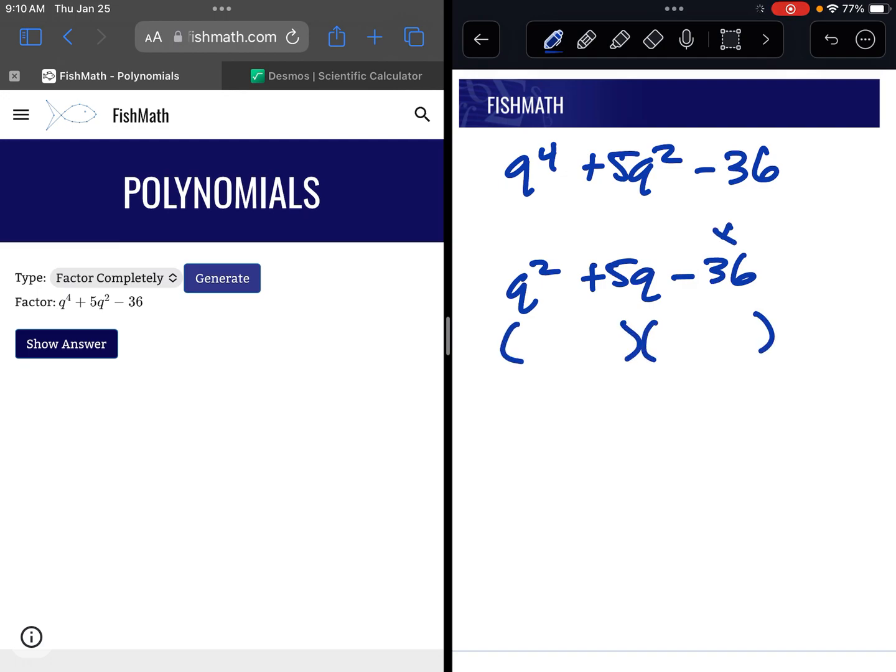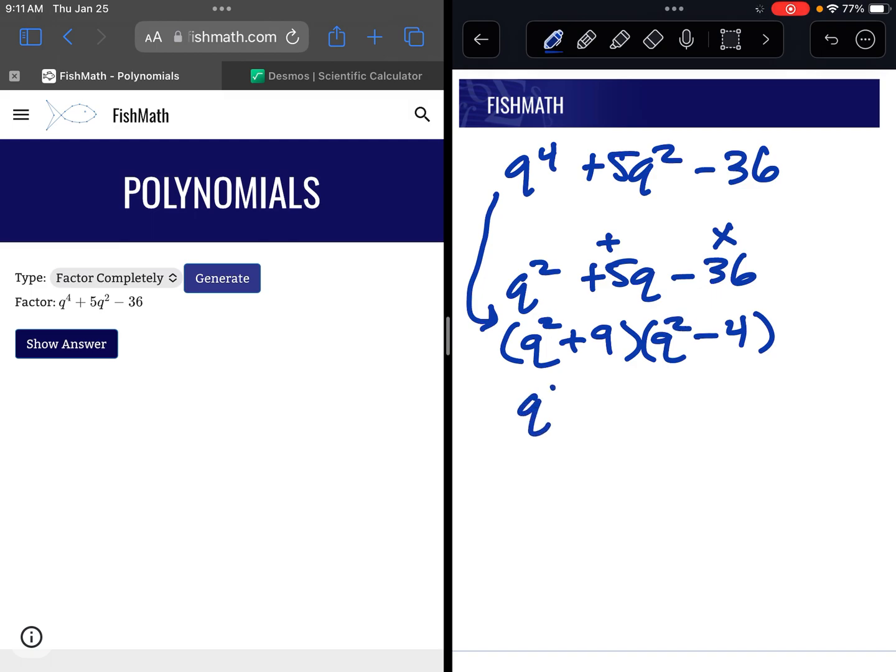We've got to think about what multiplies to negative 36 and what adds to 5. And the q's are going to go here. So negative 36, you could do 9 and 4 because those are 5 apart. It's a positive 9 and a negative 4 because it adds to a positive 5. And the only difference is we've got to get it to q to the fourth, not q squared. So we're going to change those q's to make them q squareds.